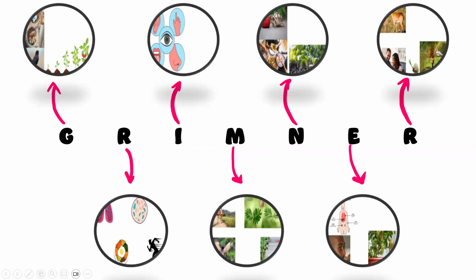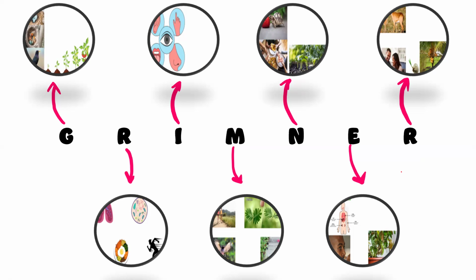Now, for something to be considered a living thing, because we know we have living and non-living things, it must possess these 7 characteristics. It cannot have 1 or 2 or 6 and say, okay, well, I already have 6 of them. It has to have all 7 characteristics. And an easy way to remember the 7 characteristics is by this acronym here, which is Grimner.